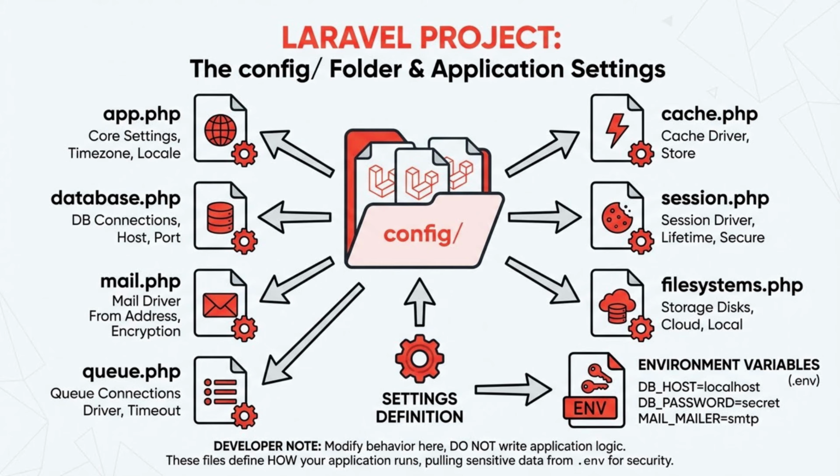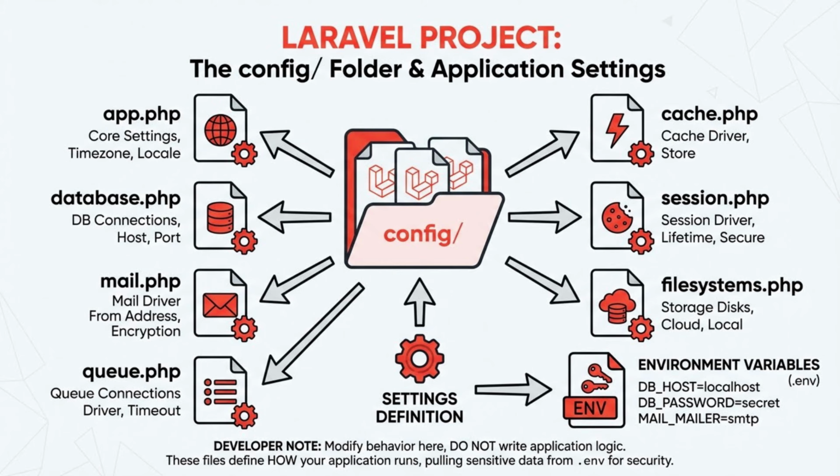For example, app.php controls core settings like the time zone, locale, and base application name. Database.php defines what database your project should connect to, along with the host, port, username, and driver. Mail.php determines which mail service Laravel should use, what the sender address should be, and what encryption to apply. Queue.php configures the queue system, specifying how background jobs should be processed and what drivers should be used. On the other side, cache.php defines the cache driver and storage location. Session.php sets rules for how user sessions are managed, including lifetime and security properties.